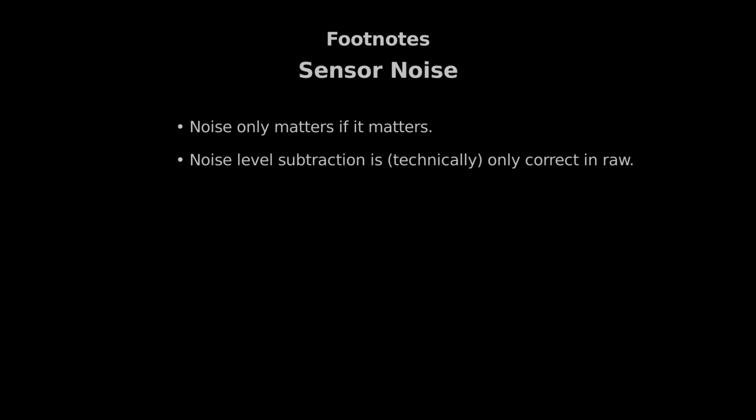Second, noise level subtraction, like I described in this video, should technically be done on raw sensor data, not on RGB values. So if you shoot in RAW, you can do it correctly, but once you're in an RGB color space defined by RGB primaries, noise level subtraction is technically incorrect. Understanding why that's the case requires topics that I'm going to be covering later in the series, so I'm not going to break that down here, but I just wanted to make sure that people are aware.